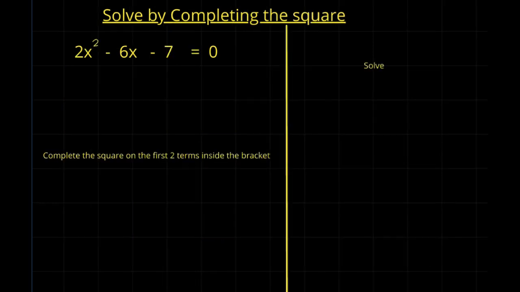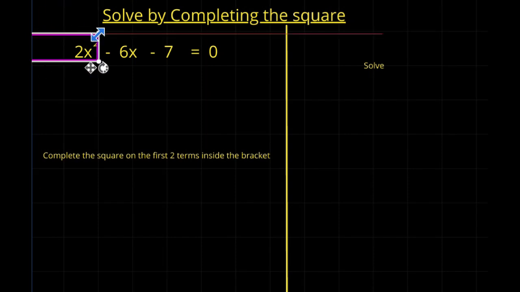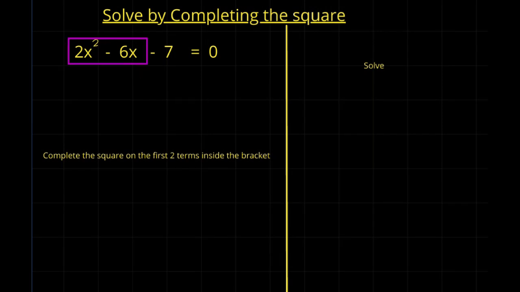For the final part of this video, I want to look at solving a quadratic by completing the square when the leading coefficient, or the coefficient of x squared, is more than 1. In this case, it's 2. So the first thing I'm going to do is factorize the first 2 terms. Okay, so I'm going to put a box around them just to show you exactly what I'm doing. I'm not trying to complete the square, I'm just factorizing.